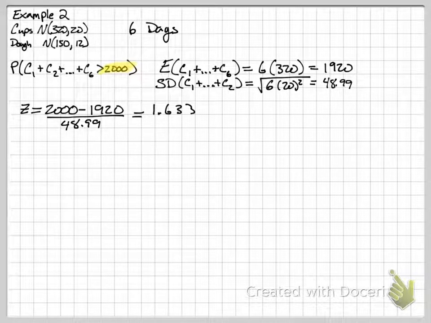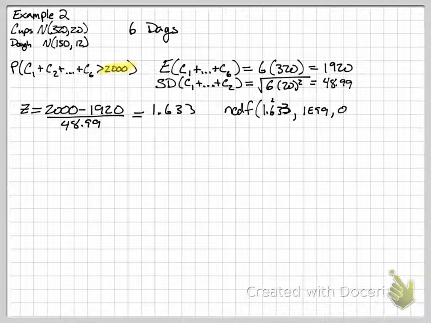So now we're going to do our NCDF. Okay, NCDF of 1.633. Again, that's going to be my lower because I'm looking for greater than 2,000. My upper is infinity. Mean of 0, standard deviation of 1. And if you go ahead and calculate that out, you will get a probability of 0.05. So we got about a 5% chance that he'll sell over 2,000 cups of coffee in a week.